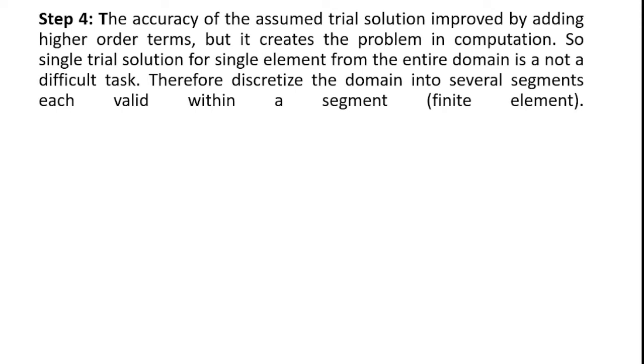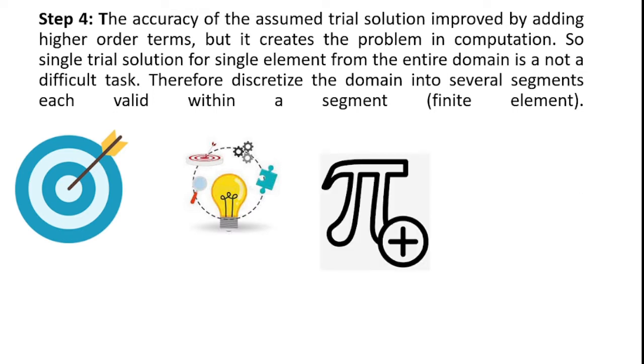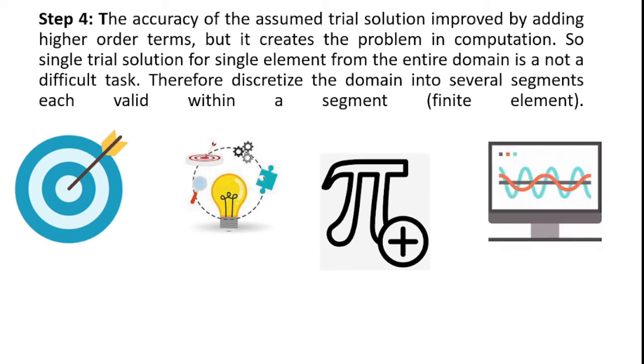And then step 4, we came to the accuracy of the developed model. Here the accuracy of the assumed trial solution is improved by adding higher order terms in the equation, but it creates a problem in computation because it increases the computation time. So n number of terms in a single mathematical model may create a problem in computation time. A single trial solution for a single element from the entire domain is not a difficult task. Therefore, discretize the domain into several segments, each valid within a segment, which is called the finite element. So discretization is carried out in the finite element methodology for this reason.